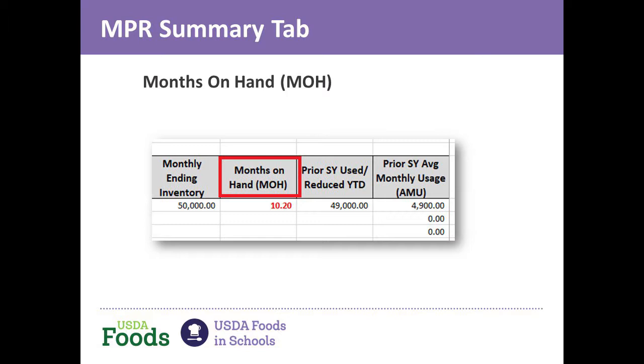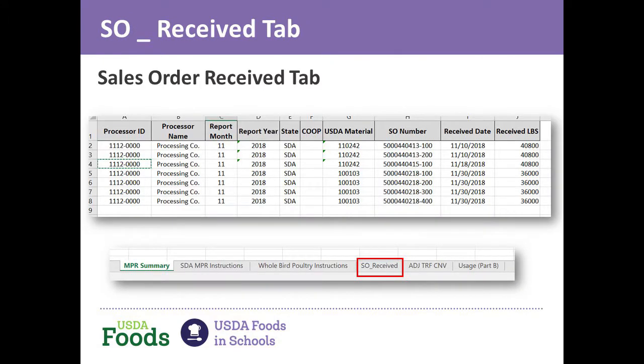If the pounds are over 6 months, the number will appear in red, and negative inventory will show with a minus sign. We understand that some of the processors and third-party data system companies are still making updates to align with the new state MPR template. Now I'll draw your attention to the Sales Order Received tab, the SO Received tab. Similar to having all the material codes on one page on the MPR Summary tab, all the sales orders received for all material codes used in the state will appear on one report.